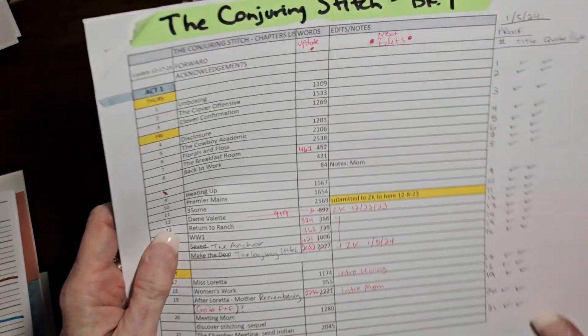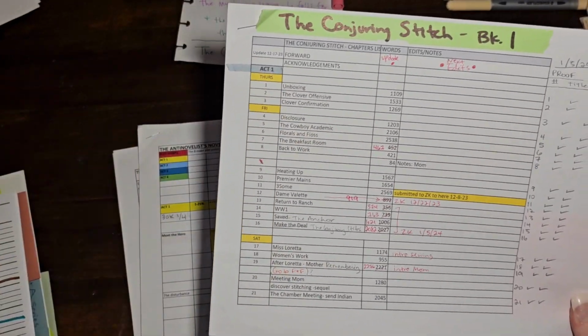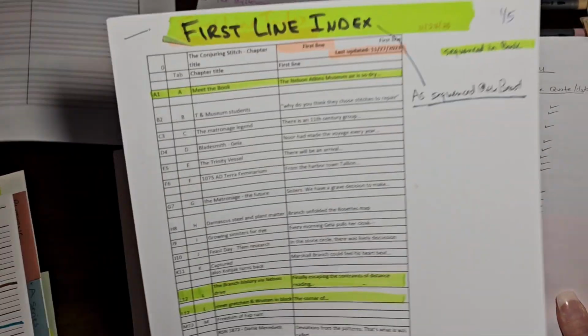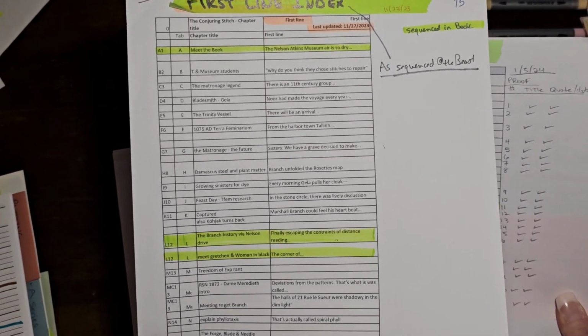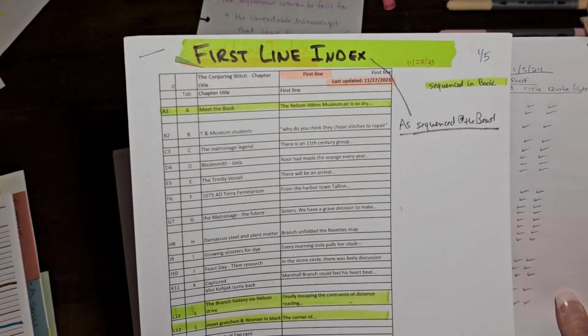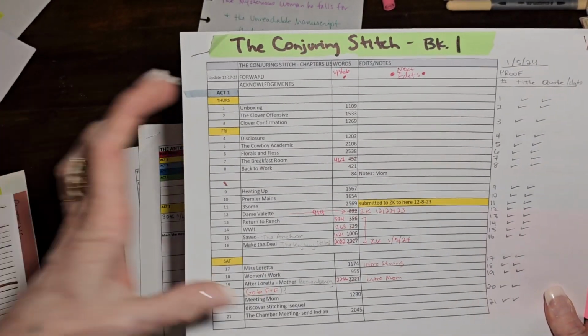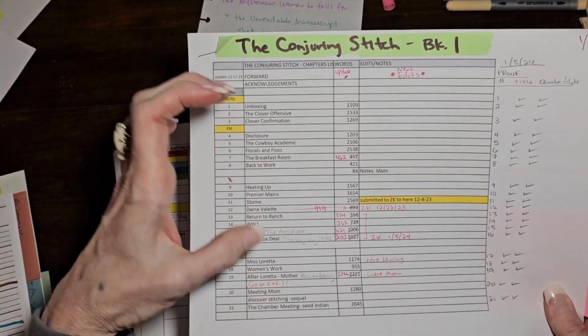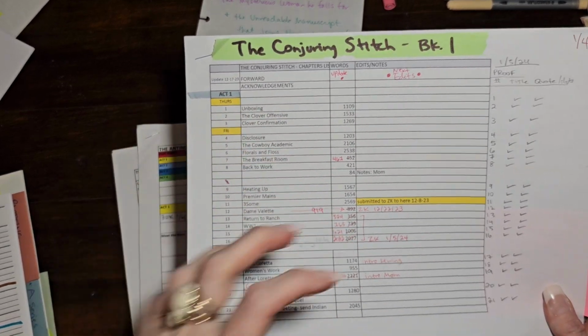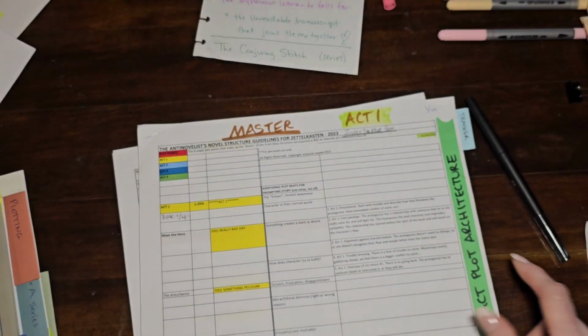So this is showing you after I have fleshed out my first lines. Oopsie, I just dropped my keyboard. I know all my first lines. I have a sense of what things are going to look like, and then I can start sequencing them into an actual act sheet that tells me where they go and what they're going to look like.